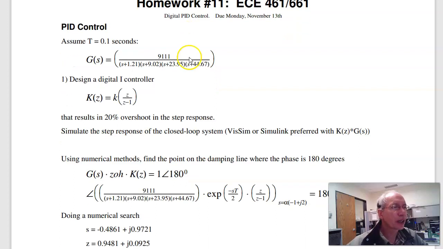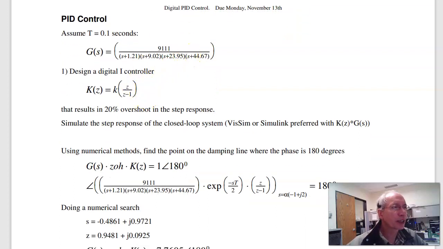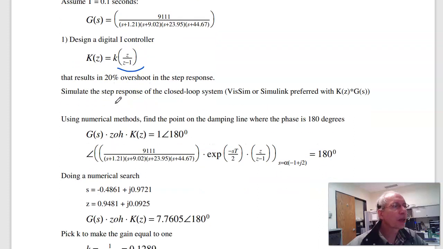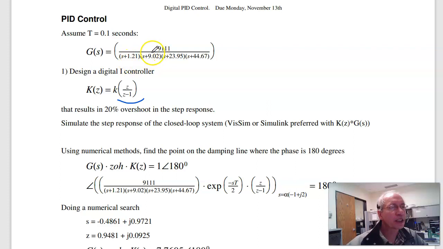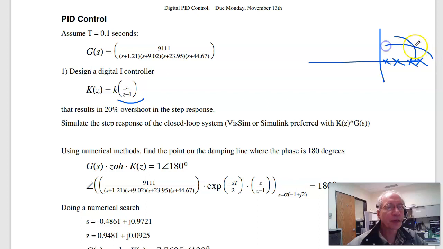Now the first problem is design a digital I compensator. So with an integrator, I have this form of the compensator. It's z over z minus 1 times k. Pick k to give you 20% overshoot in the step response. So in that case, there's a couple approaches. I can convert g of s to the z-plane, draw the root locus in the z-plane. I've got 4 poles in the z-plane. These come together, split apart. Draw in your damping curve, find out where they intersect, and pick k to make the gain 1 there.